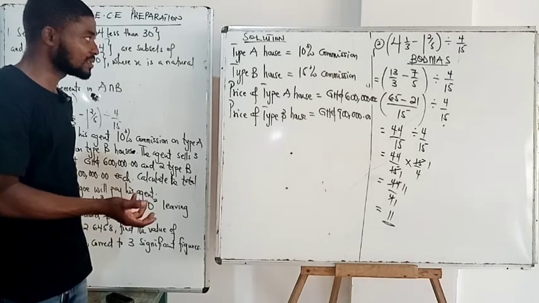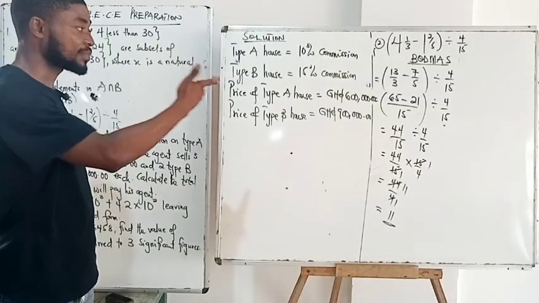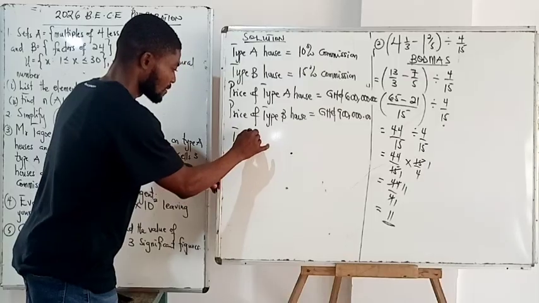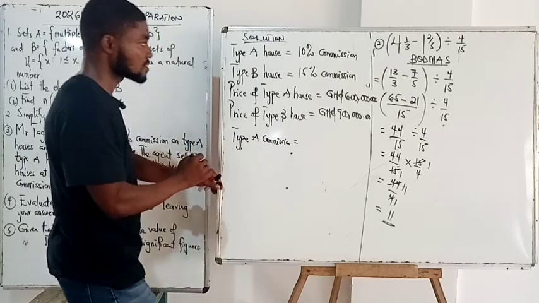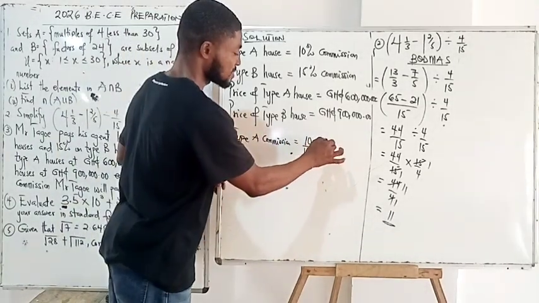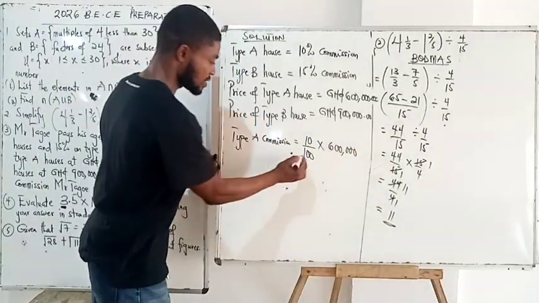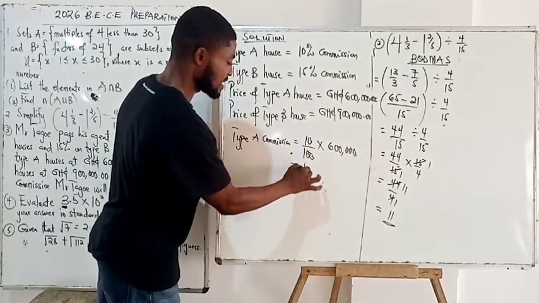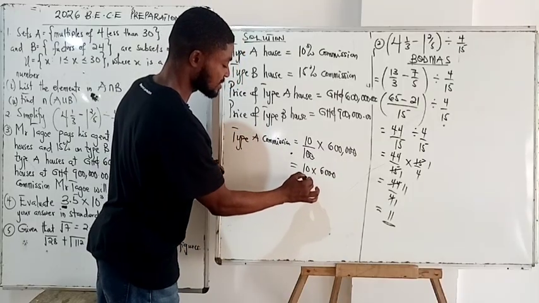So when we say commission, commission simply means the percentage you have been given out of 100 times the price you have in the question. So the type A commission will be equal to 10 over 100 times 600,000. So these two zeros will take care of these two zeros, giving us 10 times 6,000, which is equal to 60,000.